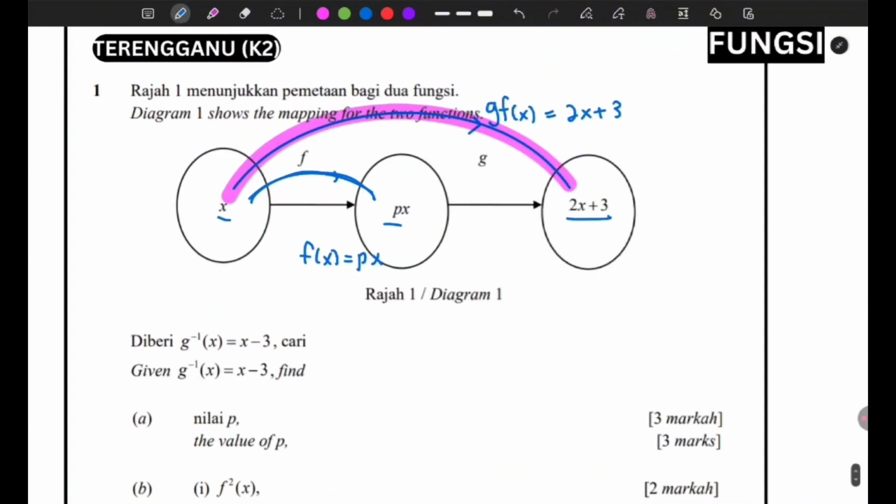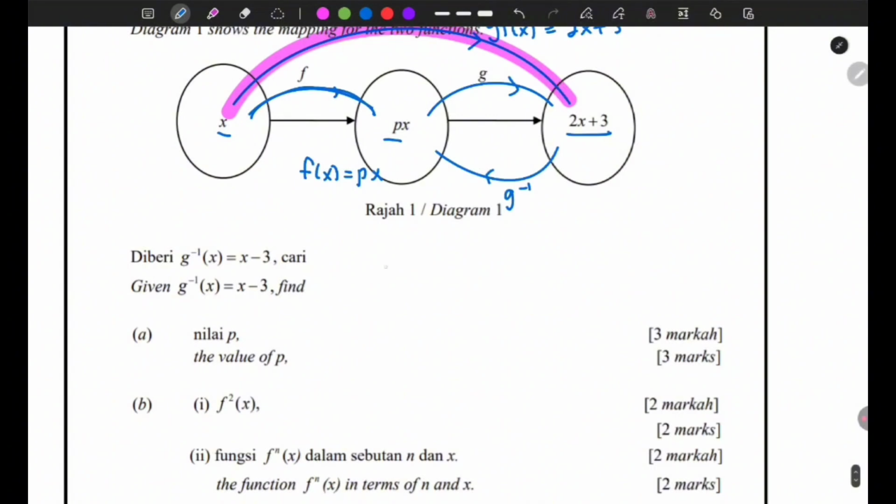Alright. If they give us g inverse, which is going this way, are you able to find this way? The answer is yes, of course you can. Right? You let y equal to it. So when you let y, you get y plus 3 equals x. Then you get your g(x). So your g(x) is x plus 3.